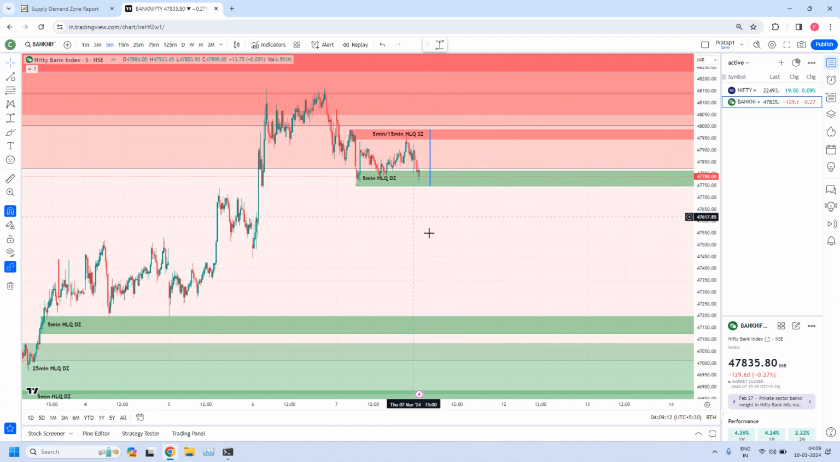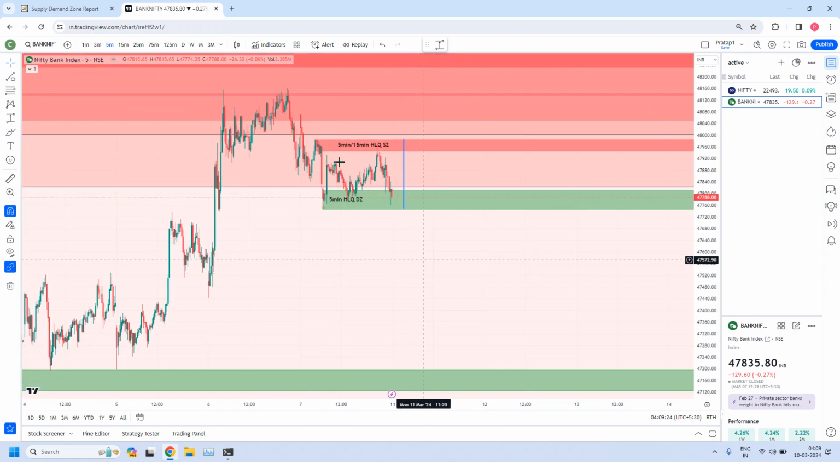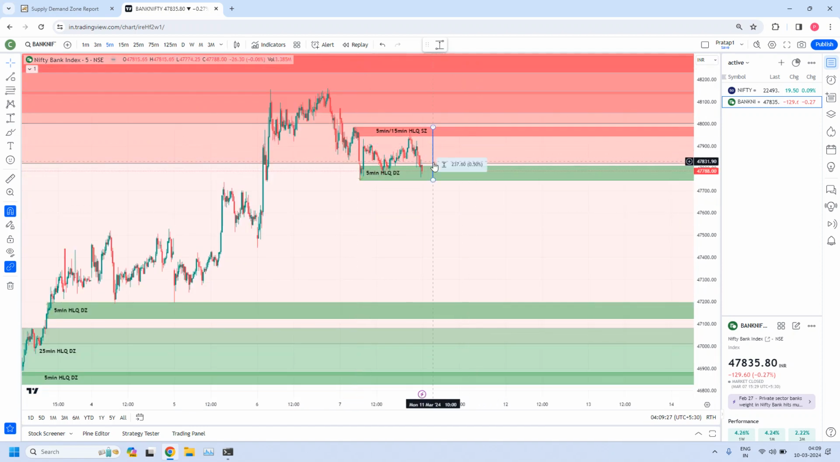Now bears will keep on creating new supplies and they might violate this 5-minute zone. That possibility is also there. But before that, this 5-minute zone has to be violated. This high liquidity is the first support and resistance. And the second possibility, let us assume demand is violated. If that is the case, the range could be like this. During next week, this could be one range.